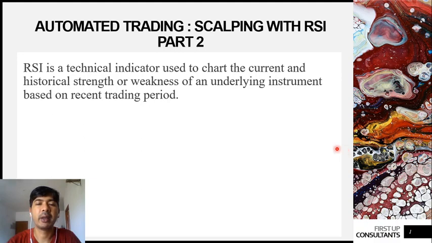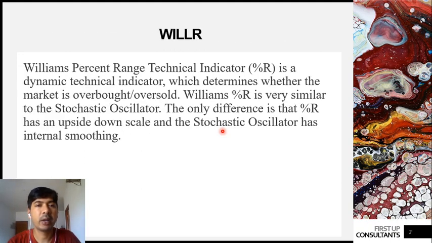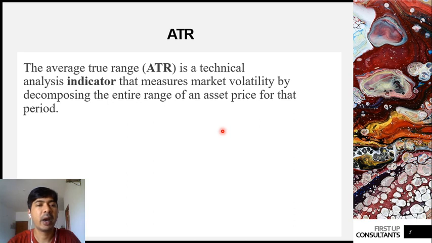In today's session of automated trading, we are continuing to work with the scalping algorithm which we are developing using the RSI. And here is this synopsis of the functionality of the RSI. I hope you are well familiar with the RSI's technicality by now. And then the Williams percentage R is also going to be used. With ATR, we basically use ATR for defining the entry and the exit points.